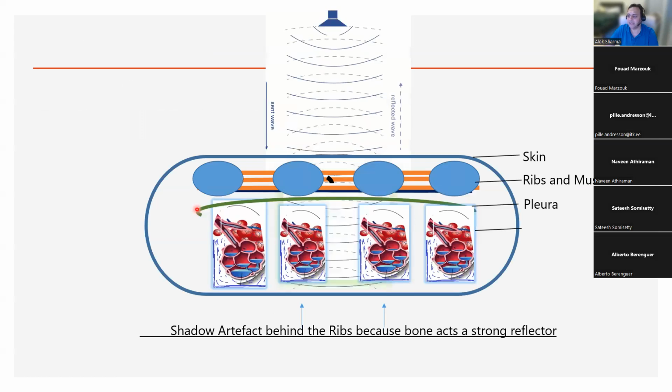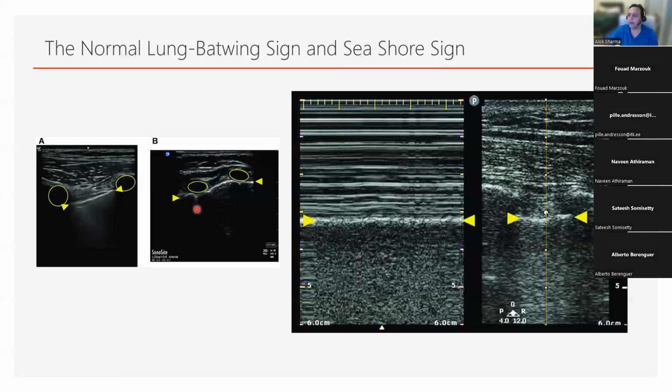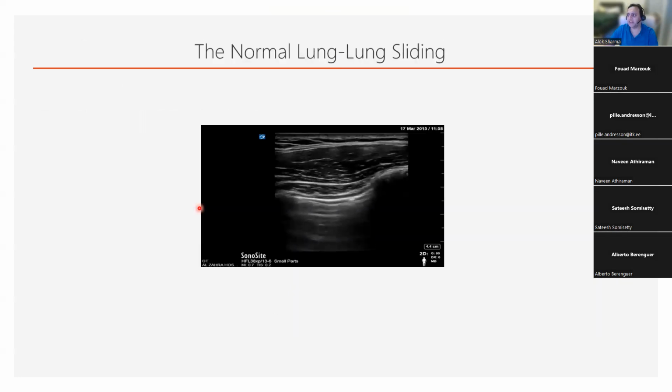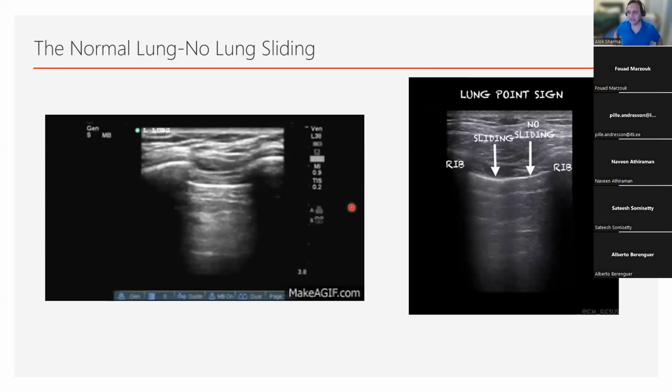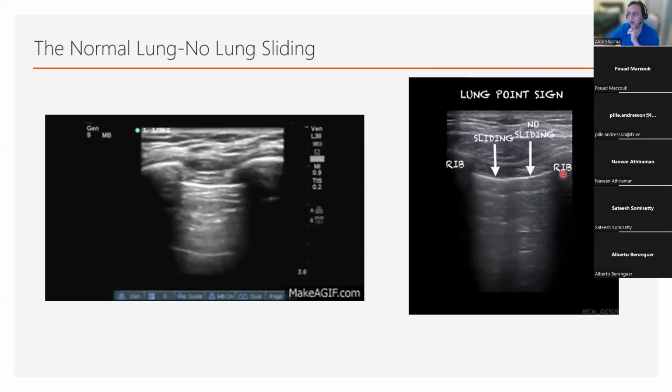I'm going to skip this slide because we've already done this. So we've talked about the seashore sign. We've talked about normal lung sliding. Again, this is just a comet tail that you can see with normal lung sliding. But what is very important is that when you lose lung sliding, then you are in big trouble. Big trouble in the sense that there is something wrong over there.